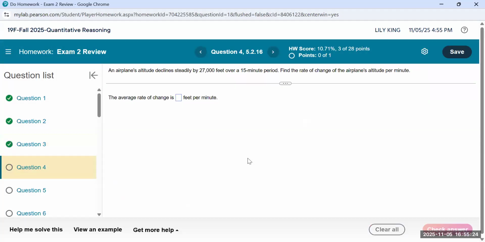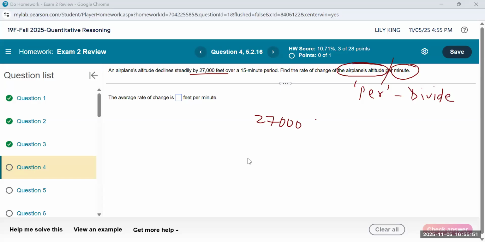Now, question 4, we have to find the rate of change of airplane altitude per minute. In math, whenever you see per, it means divide. So we have to divide something by something. We are dividing the airplane's altitude by what? The minute. So the airplane altitude is 27,000 feet, and your time in minutes is 15 minutes.